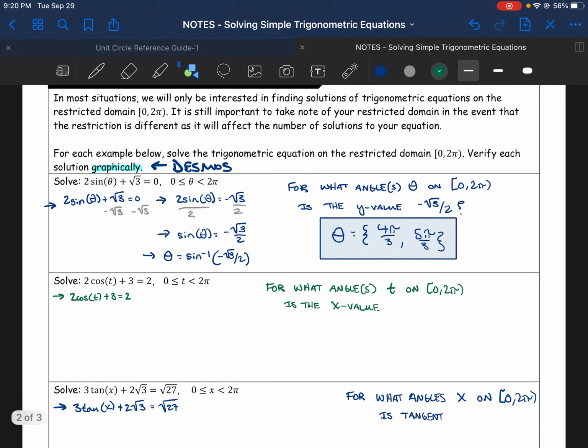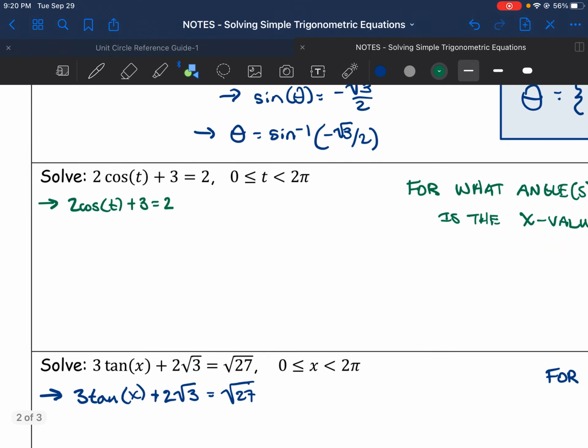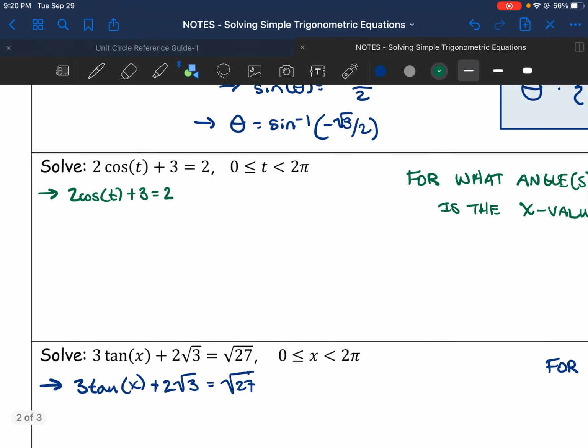All right, in our next example, we want to solve 2 cosine of t plus 3 equals 2. This time our variable is t instead of theta, so t is representing the angle now. But our goal is still the same. Let's try to get t by itself. So we'll begin by subtracting 3 from both sides. This is going to give us 2 cosine of t equals negative 1. Let's divide both sides by 2. We're going to get cosine of t equals negative 1/2.